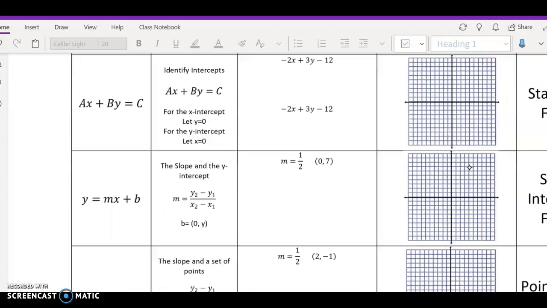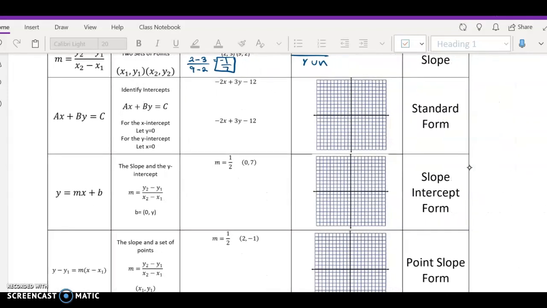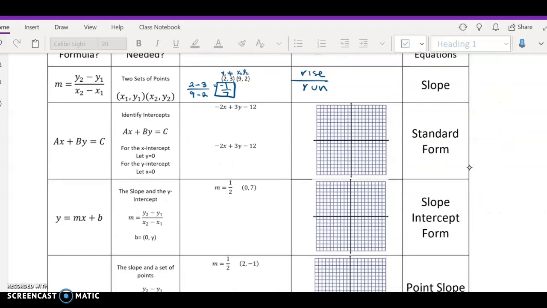I'm going to go to slope-intercept form for the next one because we now know the slope formula and we need a y-intercept. So when they give us a slope and a y-intercept, we just plug that into our equation. So we keep y equals, we put our m where the m was, so 1/2 x plus, and then our b is the y of our y-intercept, so plus 7.